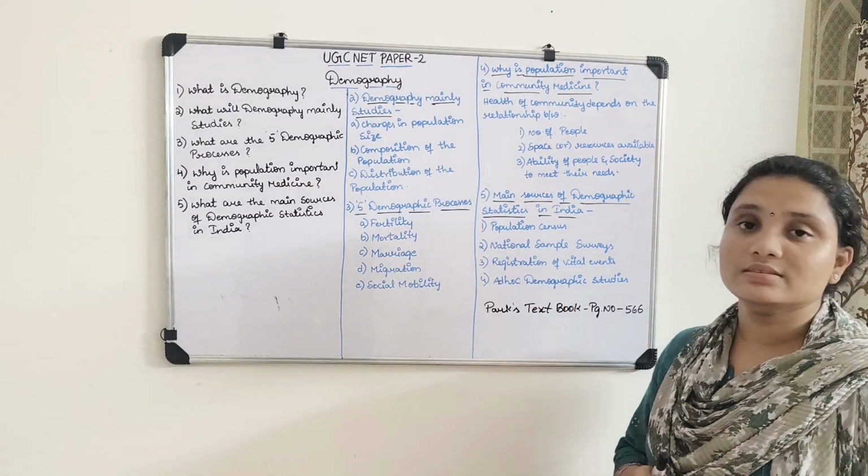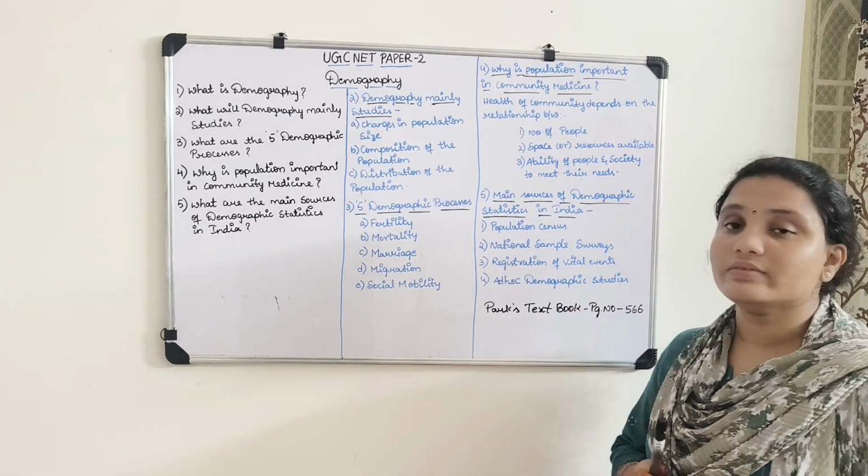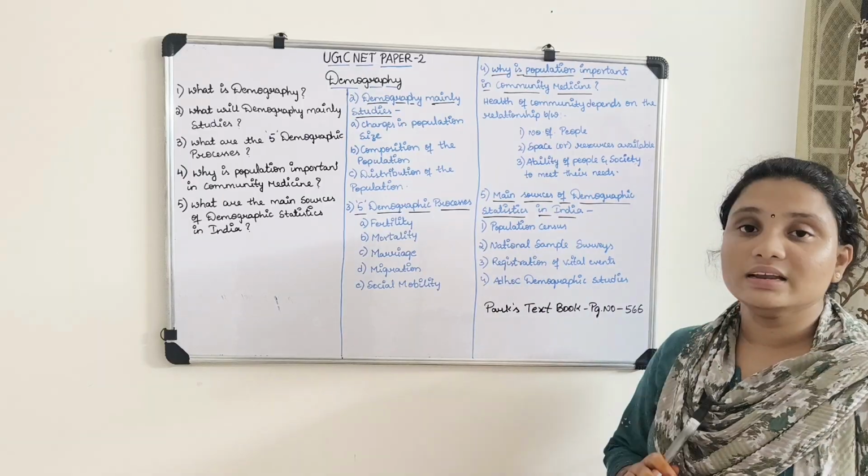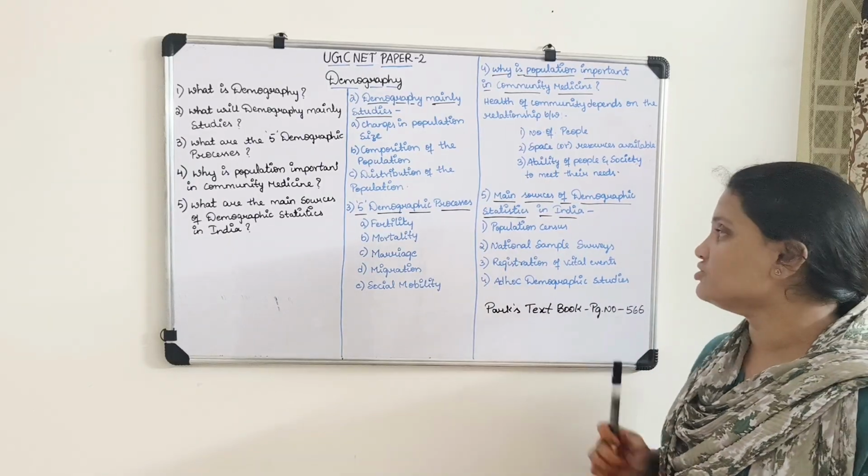First one, population census. Second one, national sample surveys. Third one, registration of vital events. And fourth one, ad hoc demographic studies.